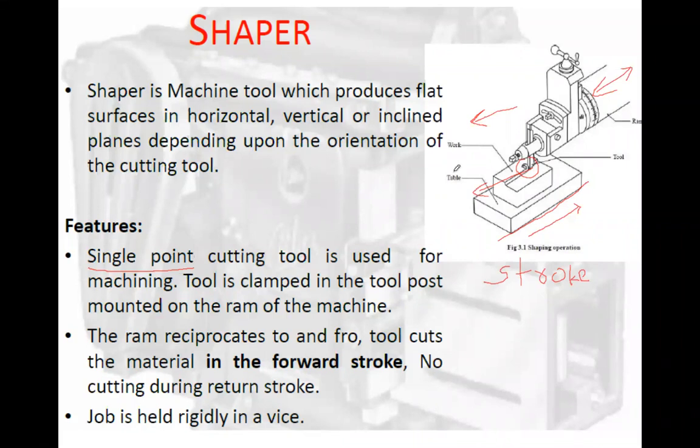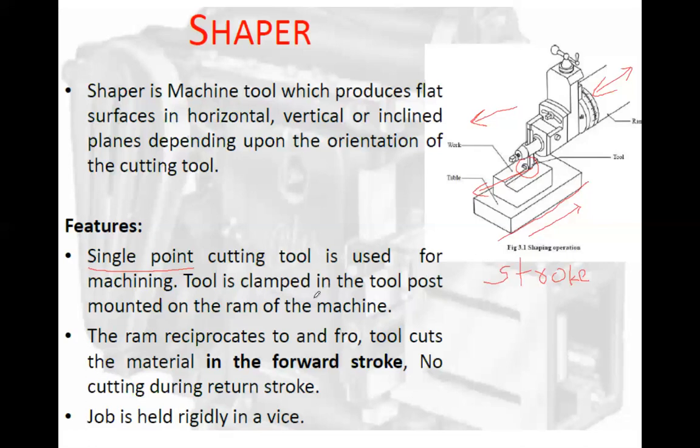Whatever the tool is, it is clamped in the tool post. This is called the tool post. This portion is the ram, so the ram consists of the tool post. The tool is clamped in the tool post mounted on the ram of the machine. The ram reciprocates to and fro. As I told you, it is moving to and fro, front and back, reciprocating in a linear direction. That linear movement, forward and backward, is called a reciprocating motion, right?